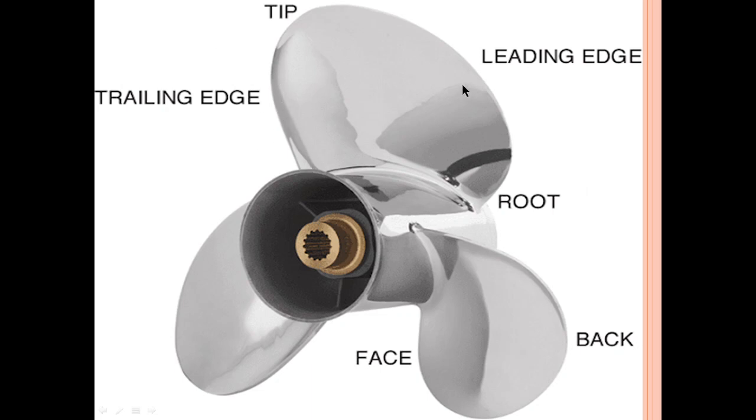As you can see, if the propeller rotates in the clockwise direction, the first portion to cut the water will be this surface of the blade. Therefore, this is called the leading edge and this is called the trailing edge. So if the propeller rotates clockwise, this will be called the leading edge and this will be called the trailing edge.